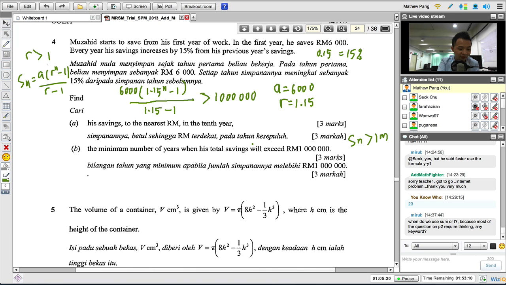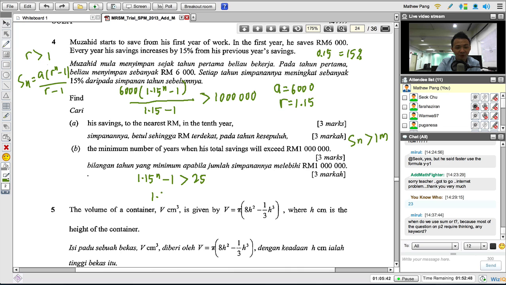1, 2, 3, 4, 5, 6. Alright, multiply 0.15 because I have 1.15 minus 1, right? 0.15, and then divided by 6,000. I move the 6,000 to the other side. 25. So here I got 1.15^n minus 1 will be bigger than 25.